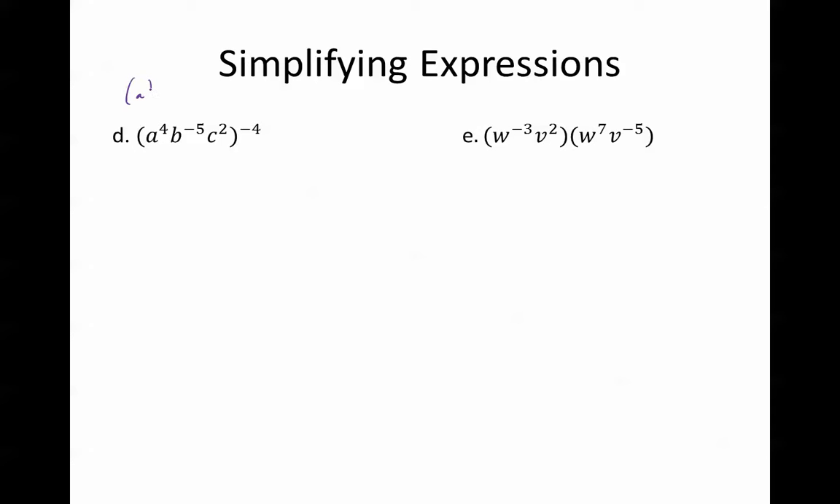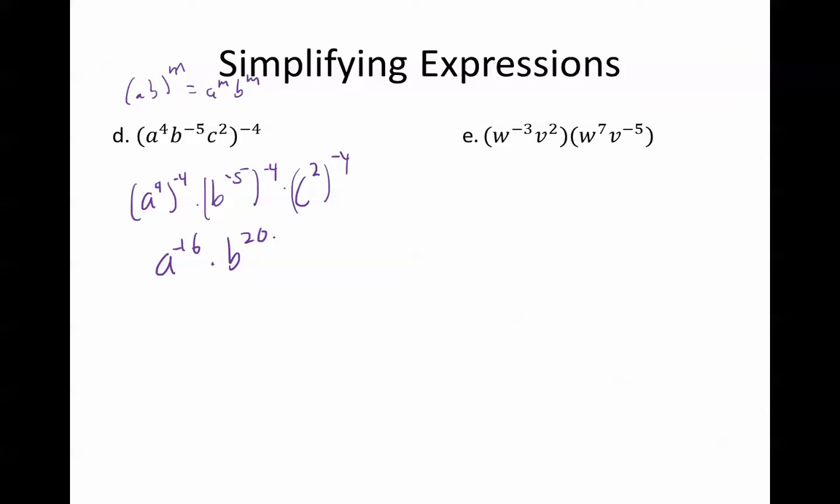So again, this is our power of a power property, which says when I'm multiplying things inside the parentheses, everything that's being multiplied gets taken to that power. This is a to the 4th to the negative 4th times b to the negative 5th to the negative 4th times c squared to the negative 4th. Power to a power tells me to multiply, so this is a to the negative 16th times b to the 20th times c to the negative 8.